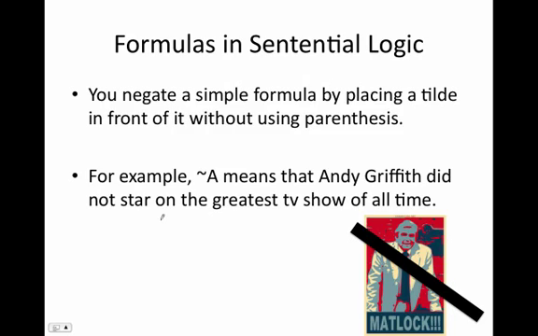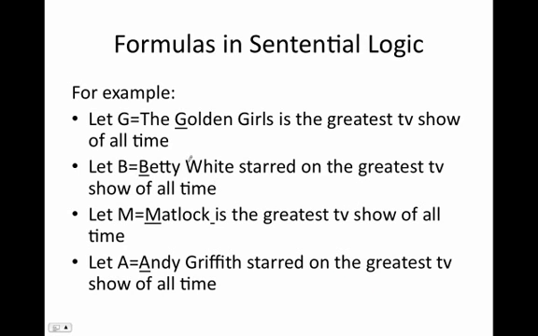Well, you negate a simple formula by placing a tilde in front of it without using parentheses. And this should be reviewed. For example, tilde A means Andy Griffith did not star on the greatest TV show of all time. It is not the case that Andy Griffith starred on the greatest TV show of all time. Tilde A means it is not the case that, and then that sentence.